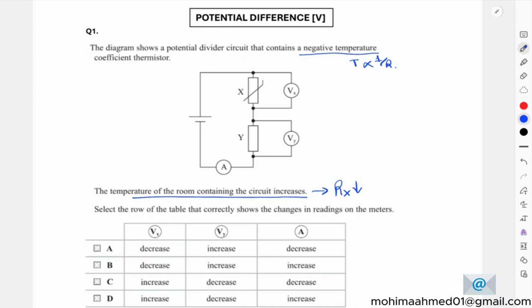Only if the resistance of the thermistor decreases, that will cause the total resistance for the entire circuit to decrease. So if the total resistance for the circuit decreases, the total current will also increase. Let me write it down over here in a bar chart that the temperature increases. This causes the Rx resistance for that X to decrease. This indicates the total resistance of the circuit to decrease, as again current and resistance are inversely proportional. So a smaller resistance will create a larger current.